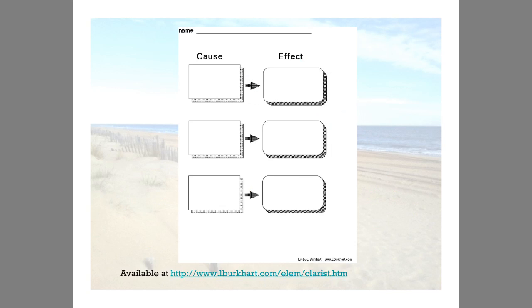And this is a graphic organizer that you can use for teaching cause and effect, or that you can use for having students visually represent a text that is written in the cause and effect text structure. So as you can see on the left, you list the cause, and on the right you list the effect, and you have spaces for multiple causes and effects if you need them.